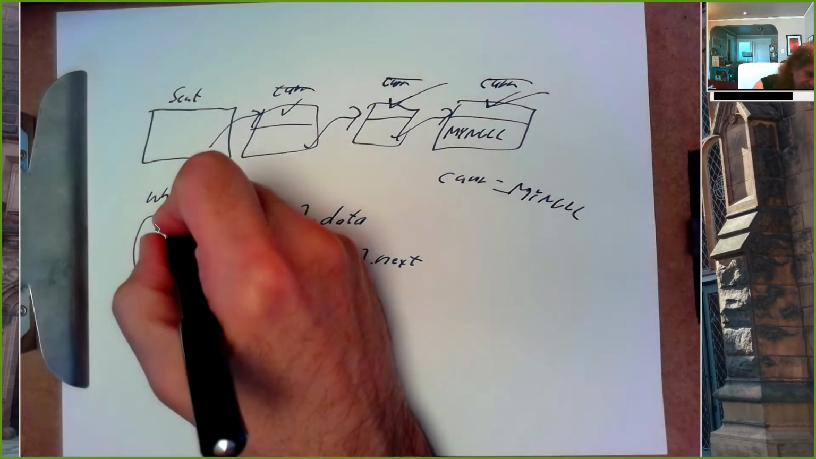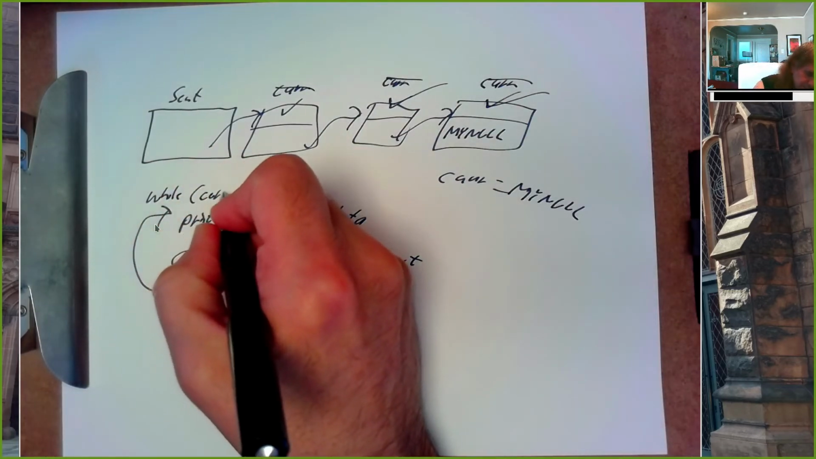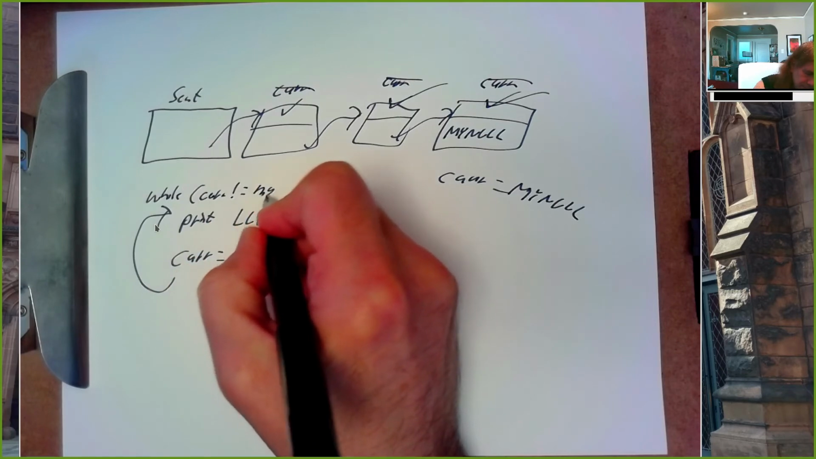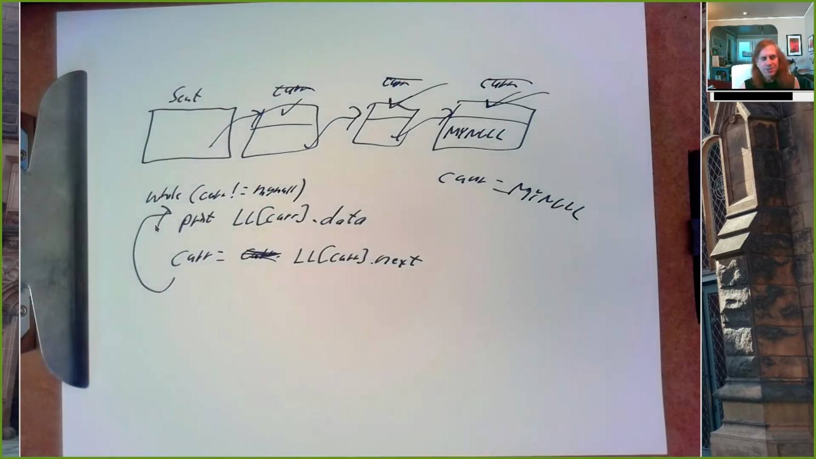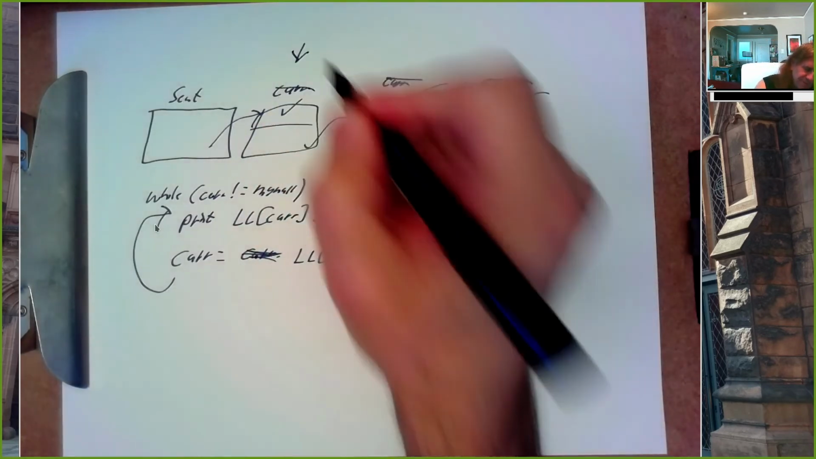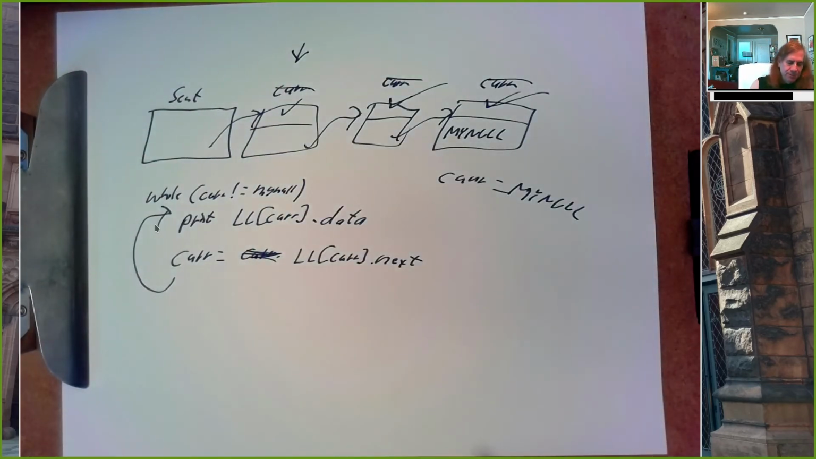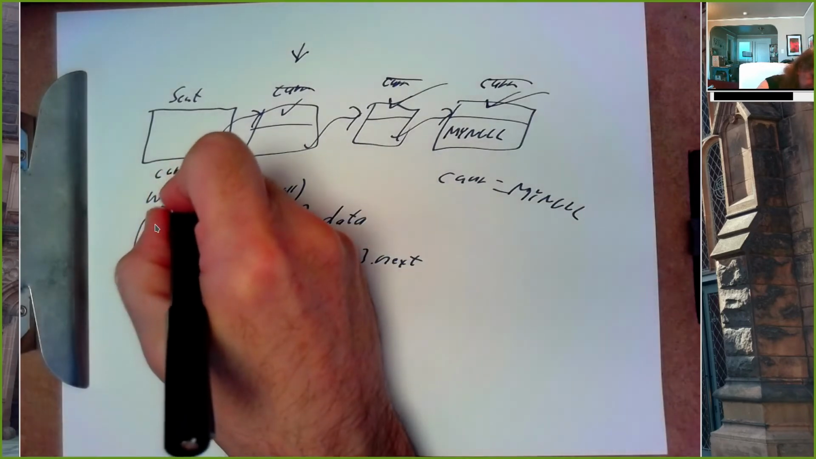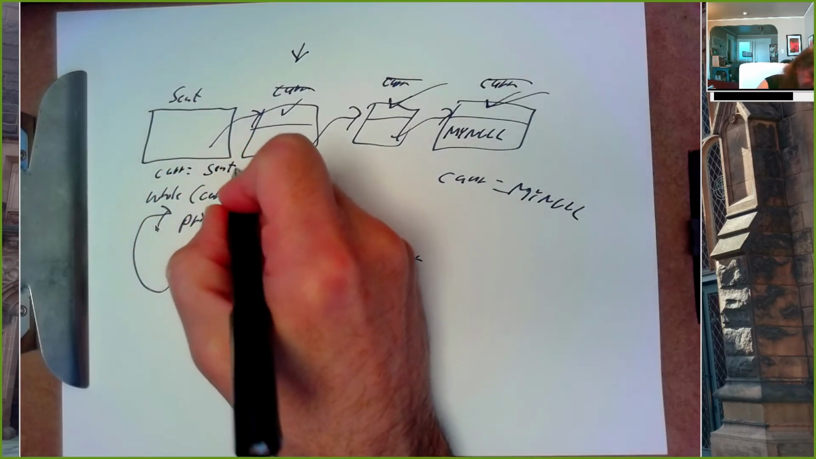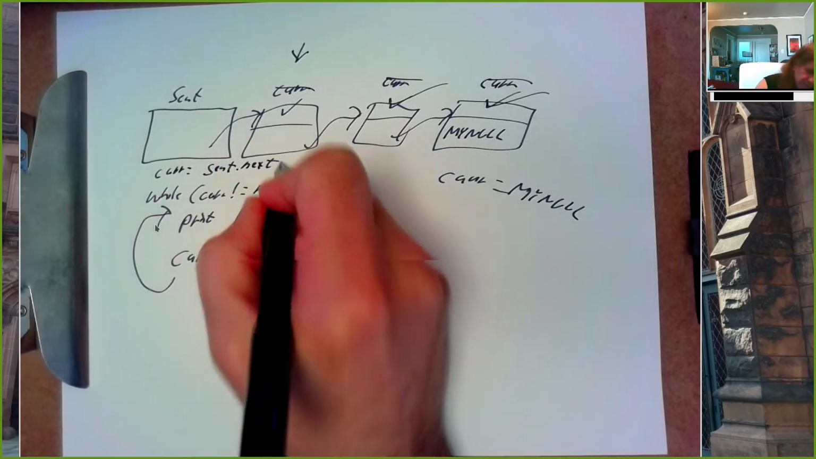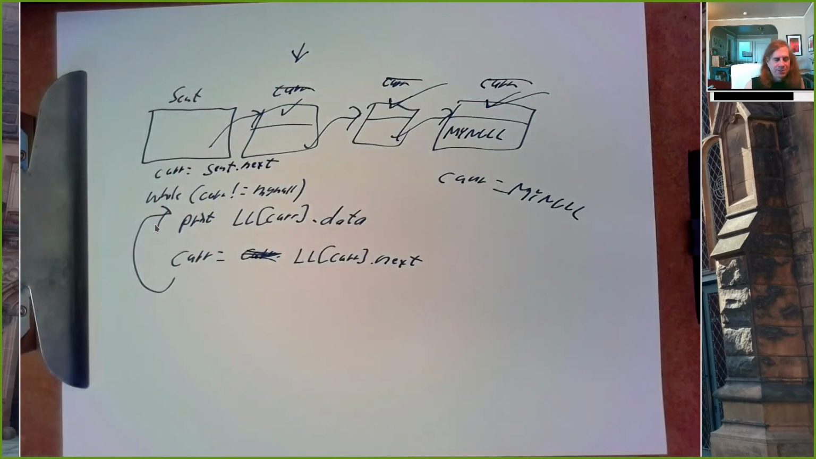So that makes me think I'm going to do all this while current is not my null. The other question, how do we initialize this? Well, we want current to start off being the first node, which means current equals whatever the next field of the sentinel node is.